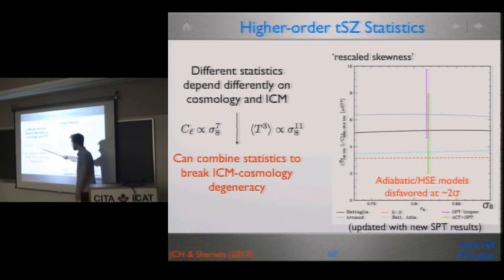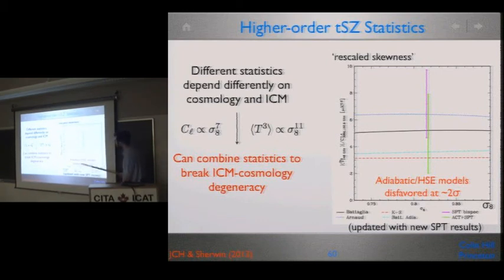Once you know these scalings, which are pretty consistent, even if you change your gas physics model, you get very similar values for these, really driven by the cosmology. You can then combine these statistics to break this ICM cosmology degeneracy. So you can just cancel the sigma 8 dependence, for example. So that's what this plot shows. We defined a new statistic, the rescaled skewness, where you divide out this dependence, and then there's no dependence on sigma 8 anymore. So this is sigma 8 on the x-axis, and all these curves are just flat.